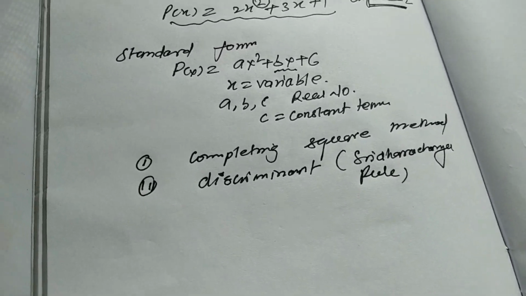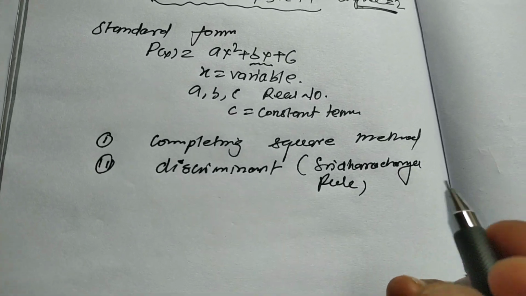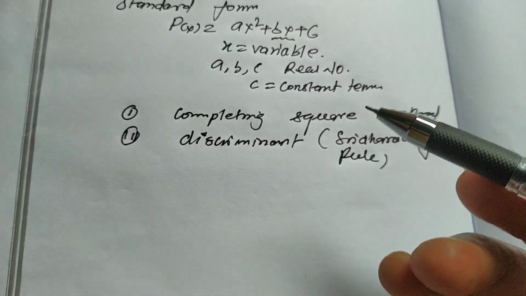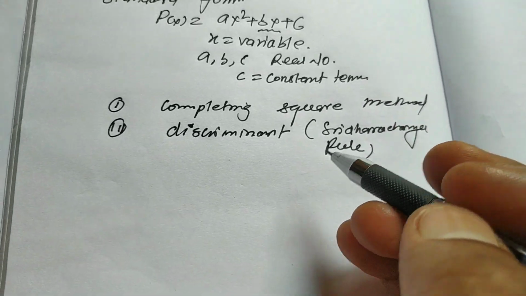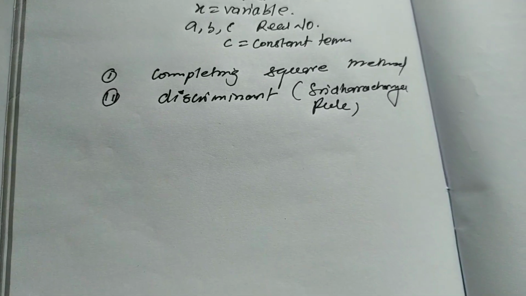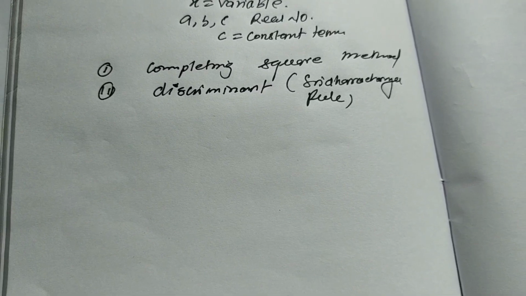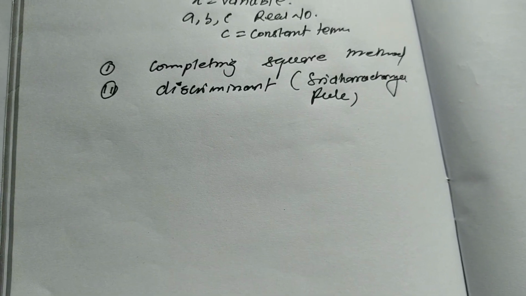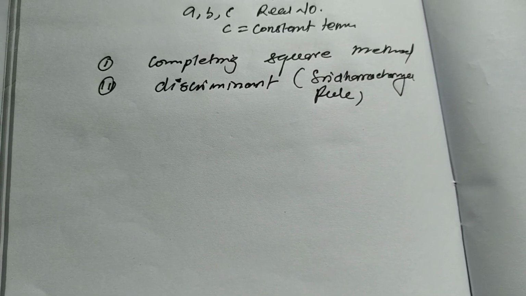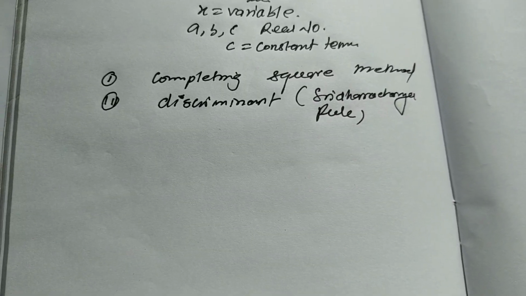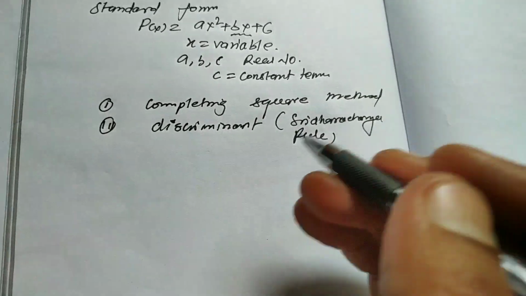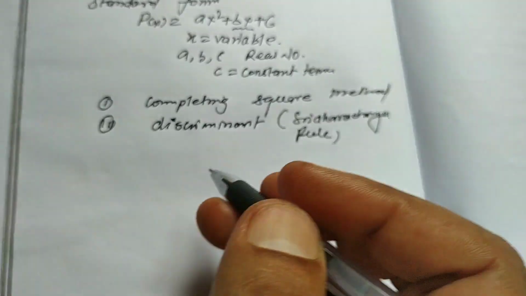Why is this called the Sridharacharya rule? Because Sridharacharya, the Indian mathematician, derived this rule. Before Sridharacharya, the Babylonians studied quadratic equations, and then Euclid, Brahmagupta, Sridharacharya, Bhaskaracharya second, and Al-Khwarizmi. So all these mathematicians studied quadratic equations, and Sridharacharya derived the rule to find the solution of quadratic equations.